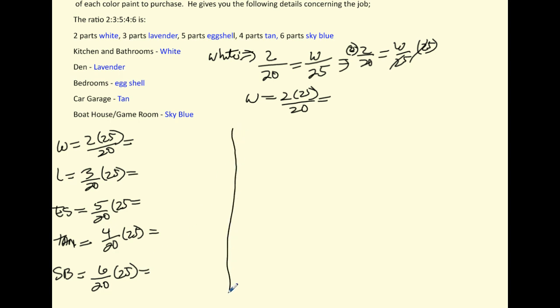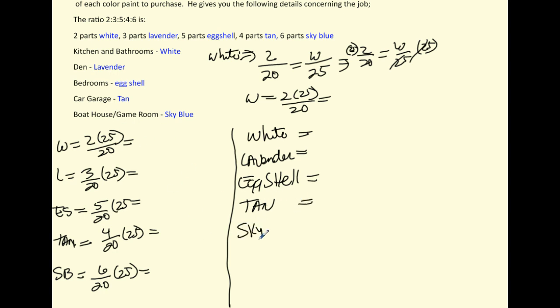Okay. Now, over here, we're going to have the paint required. So the paint required is white, and that's going to be equal to. That's going to be lavender, and that's going to be equal to. That's going to be eggshell, and that's going to be equal to, and tan, and that's going to be equal to, and sky blue, and that's going to be equal to. And then we'll have a total of paint required. Okay, so break out our trusted calculator and do our calculations.